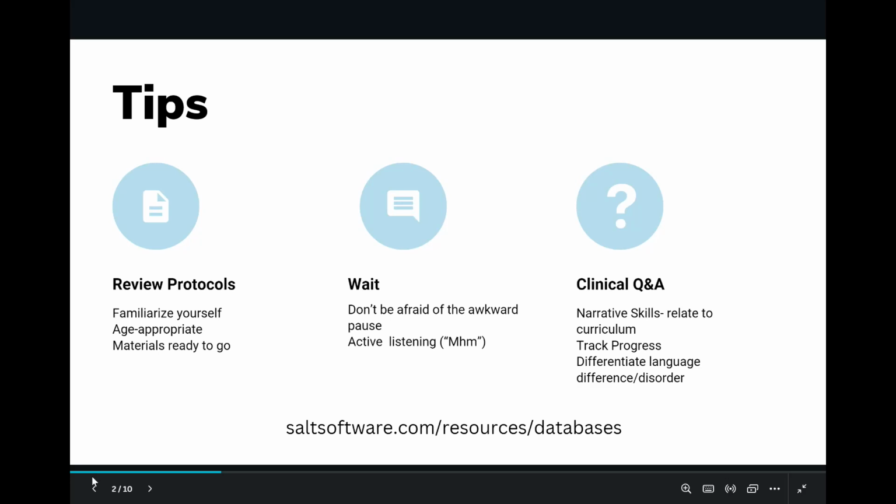And the other thing is you want to think about what clinical questions you're hoping to answer. Are you looking to just measure narrative skills, as narrative skills are so embedded within the curriculum and the Common Core standards? Are you looking to track progress at progress note time 1, time 2? Are they making any changes in progress in therapy? Or is it maybe an initial where you're hoping to differentiate, is this truly a language disorder, or is it just a language difference and maybe the student needs more time to acquire English? For more information on our elicitations, you can go to saltsoftware.com, resources, databases, and there's tons of information on all of the elicitation protocols there.